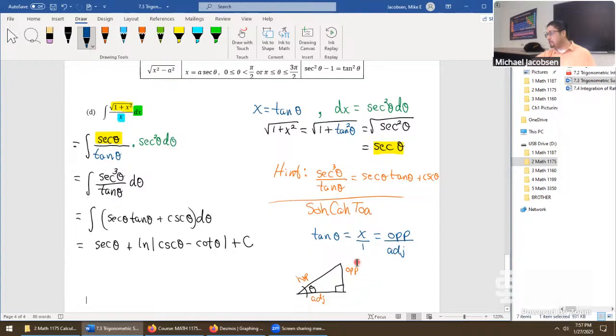So now, opposite is x. Adjacent is 1. And if you use Pythagorean's theorem here, we take 1 squared plus x squared and square root it. That would be the square root of 1 plus x squared. Let's highlight that in yellow because as a check, that has to be something from your integrand or else there's a problem in our right triangle. So that tells us we're on the right way, and now we can finalize the rest of these computations.